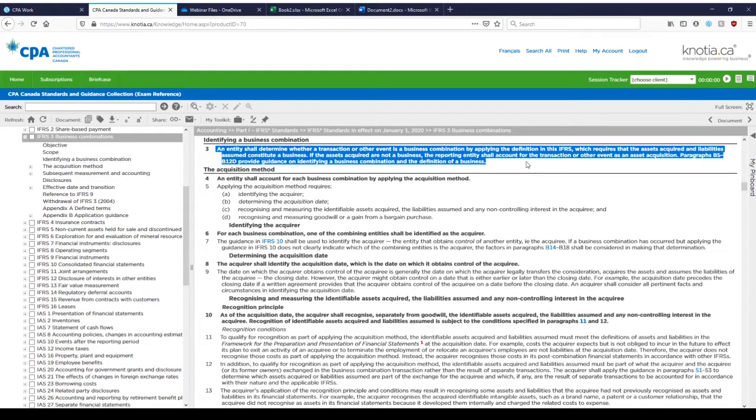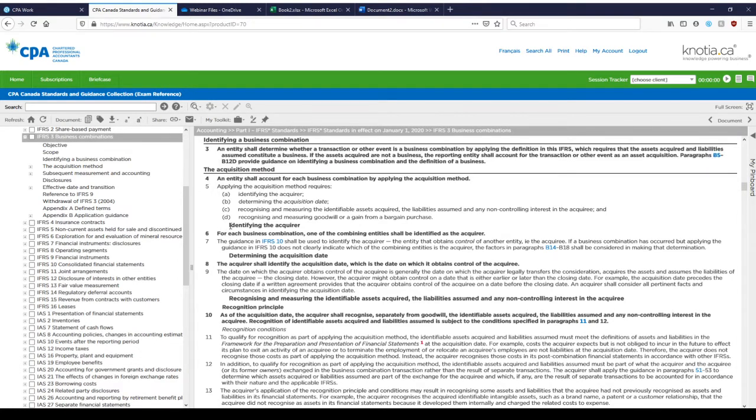And then there are also headings here, like identifying the acquirer. In order for you to do a business combination, you've got to apply the acquisition method. What is the acquisition method? You go through these criteria here. Now, this is not bolded, and that's fine, because you also have these areas telling you that to identify the acquirer, one of the combining entities shall be identified as the acquirer.